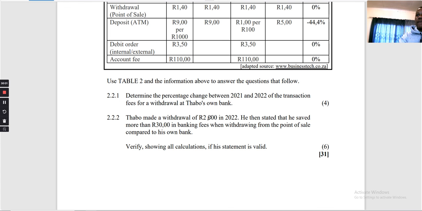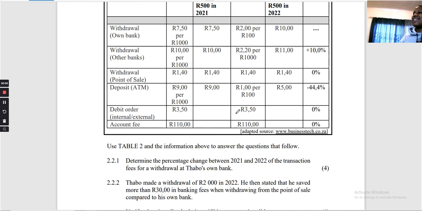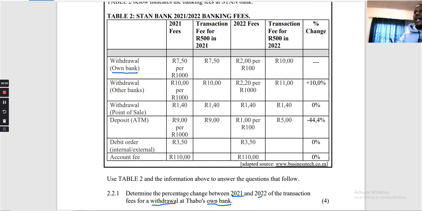Then they say, determine the percentage change between the 2021 and 2022 transaction fee for withdrawal at Tabo's own bank. We're going to look at the withdrawals, but at where? At the own bank between 2021 and 2022. So we look at the own bank, and then we look at the transaction fee. It was 7.50 Rand. Now it's 10 Rand.